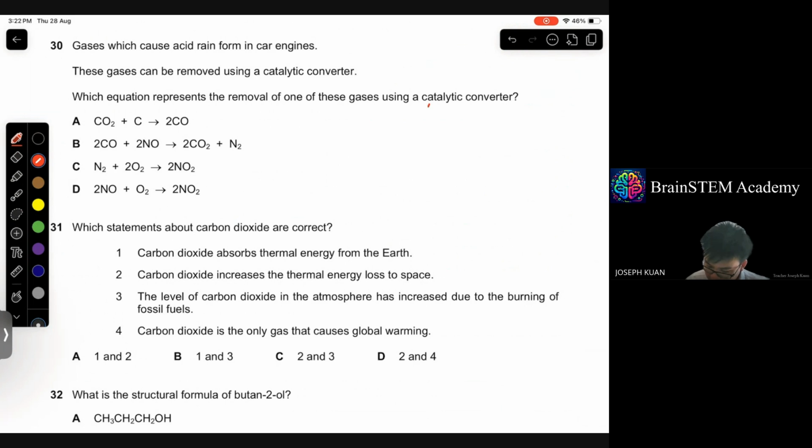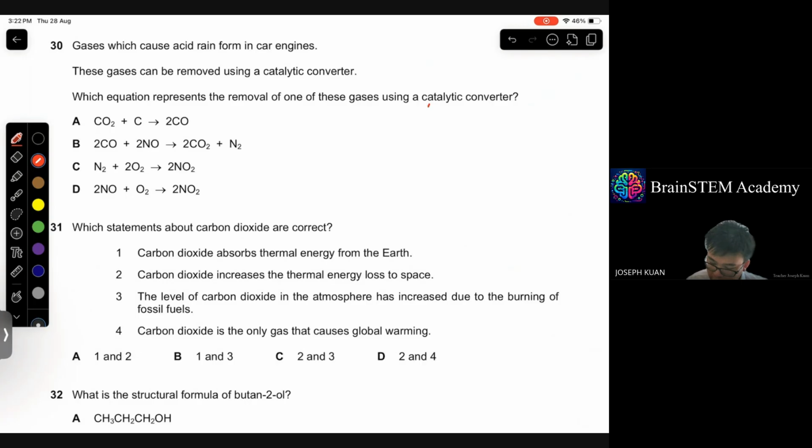Next, which statement about carbon dioxide is correct? So first, carbon dioxide is a greenhouse gas, so it does absorb thermal energy from the earth, which then prevents, or should I say reduces, the loss of thermal energy to space. So 2 is wrong, not increase, but reduce. This causes global warming. However, carbon dioxide is not the only gas. There are other gases like methane and also water vapor that do the same thing. These are all greenhouse gases. This problem is getting more serious because of burning of fossil fuels. So the answer is 1 and 2.